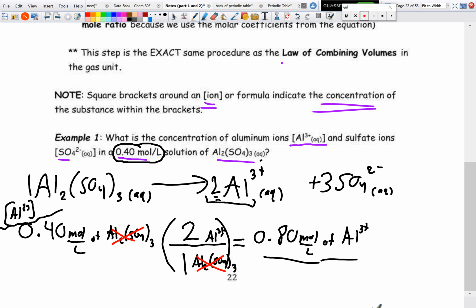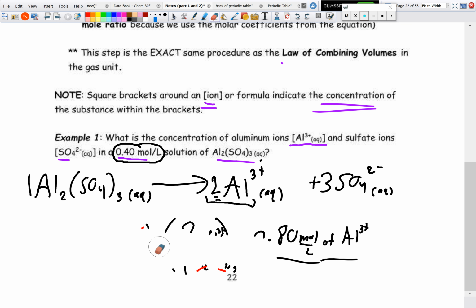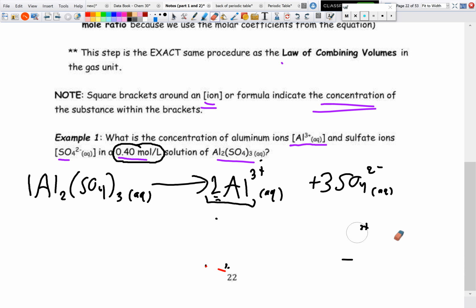Now, I don't have enough room here, or do I? No, I can't scroll down anymore, so I don't really have enough room to get to sulfate. So just pause this video if you need to and finish copying that down, because I'm just going to erase this and write out the sulfate one. All right, so now for our sulfate.